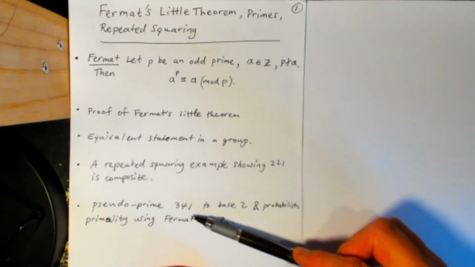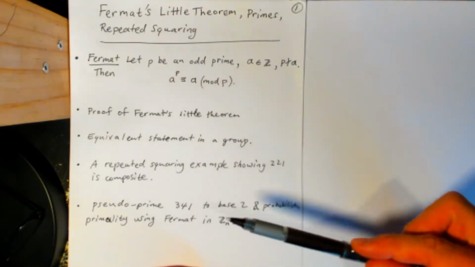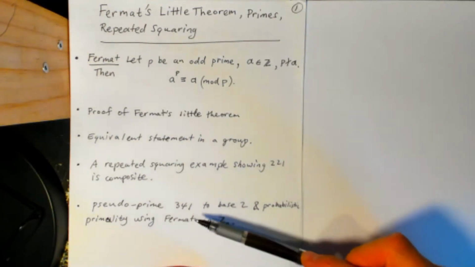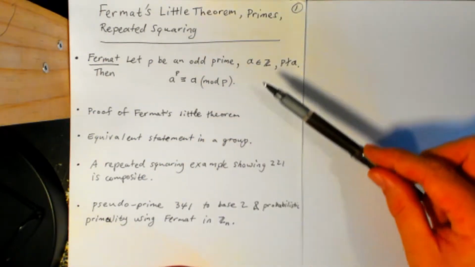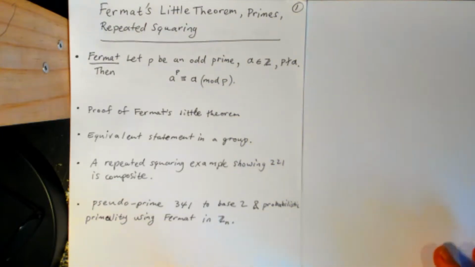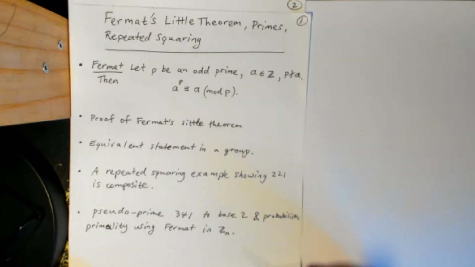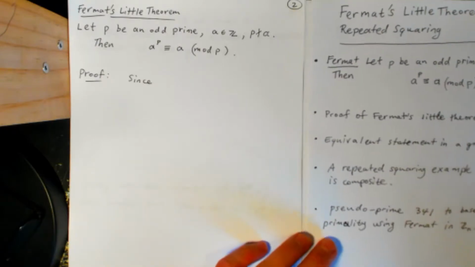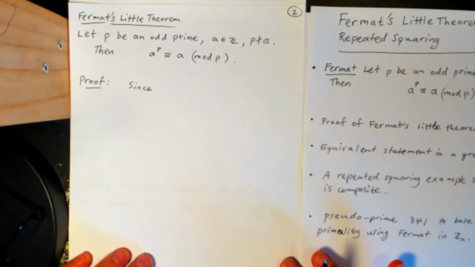So this is an example of a not prime, but it passes this test. So in other words, that converse does not hold. All right, so let's get started on this. So I think I'll move this over to the right, and I'll just work here on the left.